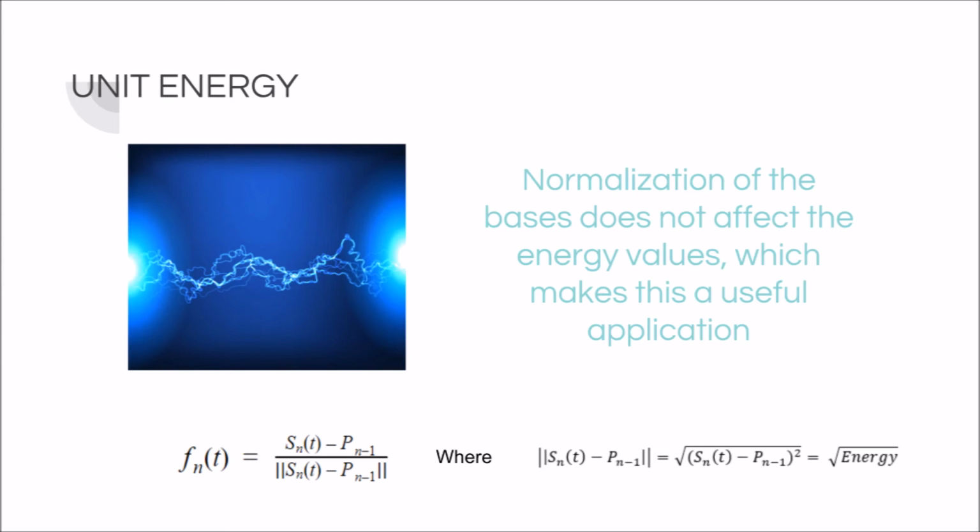The reason we can calculate energy in our signal space is that in the Gram Schmidt process, we normalize our basis. This normalization process actually creates unit energy for our basis. Therefore, energy is conserved.